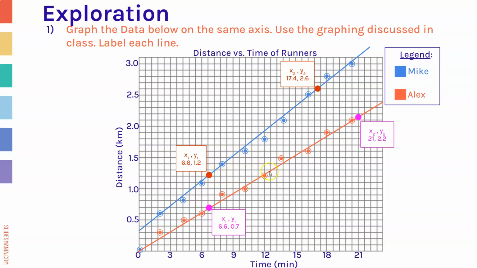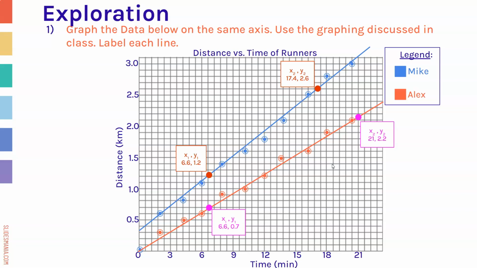So the idea here is I could connect these two and I would do what we call rise, which is up, over run, which is across. And so what we're going to do is calculate Mike and Alex's slopes to see what their velocity is. We are going to start by finding the difference between 6.6 and 17.4.